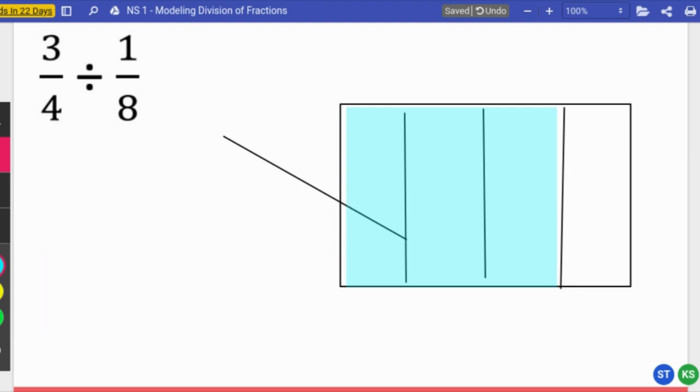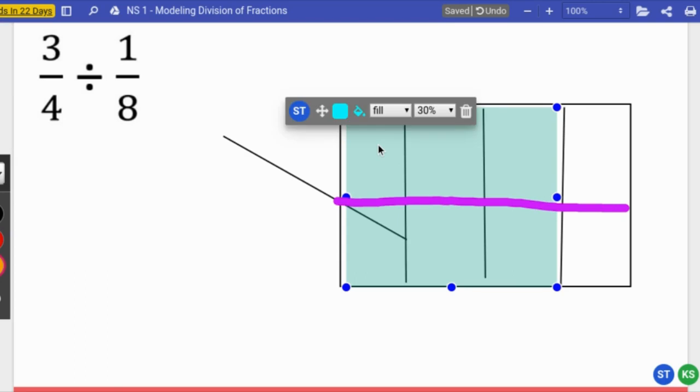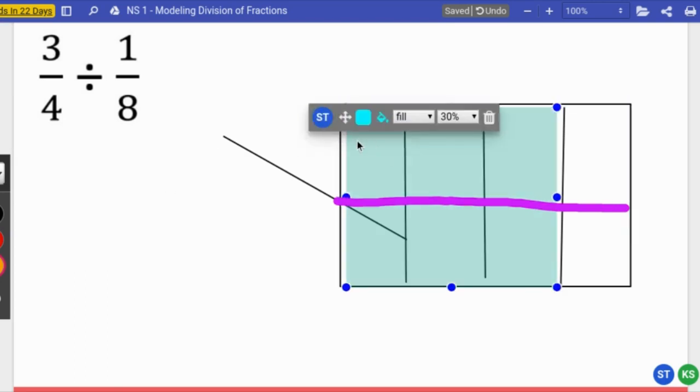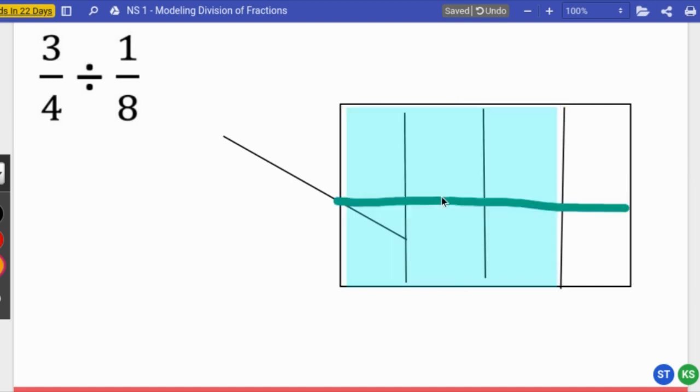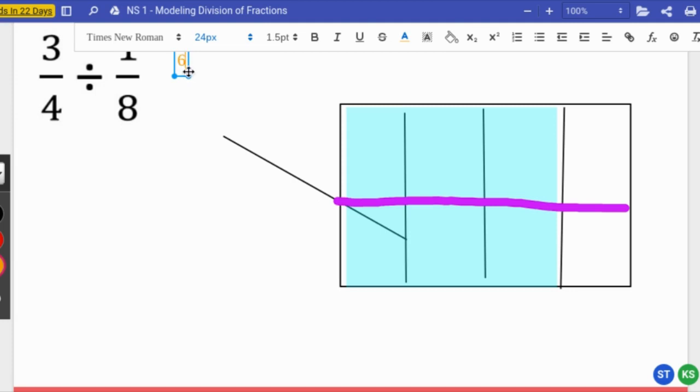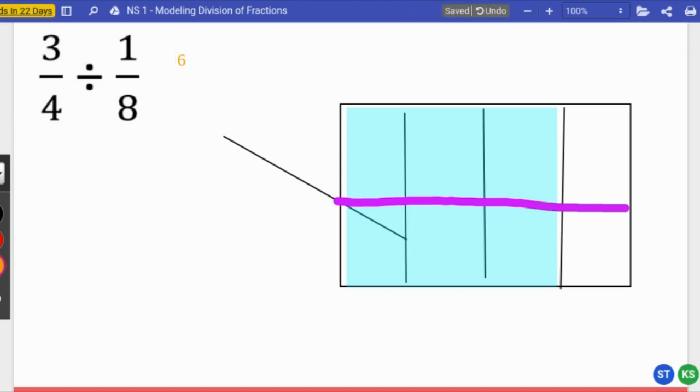So the easiest thing to do is to divide that whole so that it's in 8 equal pieces. Now you can see that each of these pieces is 1/8. There's 1/8, 2/8, 3/8, 4/8, 5/8, 6/8, 7/8, 8/8. So we want to know how many 1/8 are in the 3/4 that I have shaded in. So there's 1, 2, 3, 4, 5, 6. There are 6 1/8 in 3/4. So my answer, 3/4 divided by 1/8, is 6.